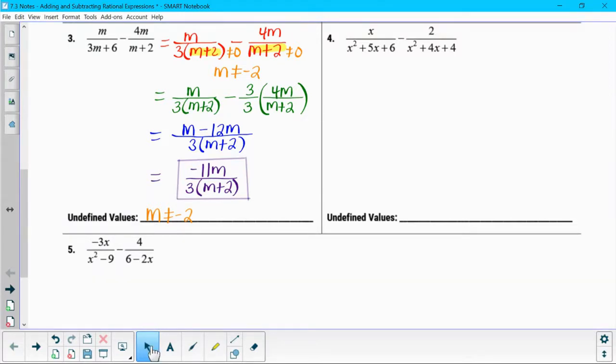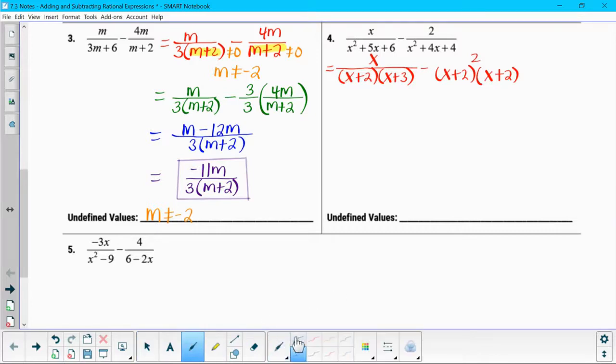Now we're going to spice things up a little bit. So for number 4, I'm going to go ahead and get started with my factoring first. I need to factor both denominators, and that's going to give me x over x plus 2, x plus 3, minus 2 over x plus 2, x plus 2. There should be a line there somewhere, we'll just draw it in for this one.